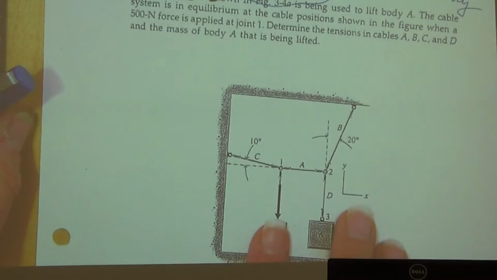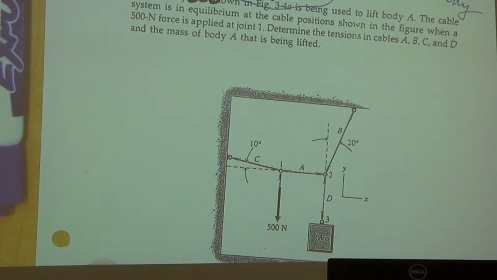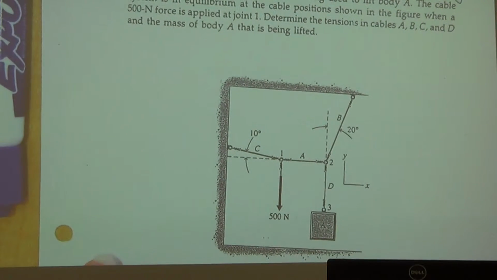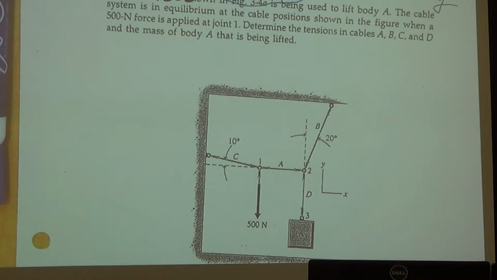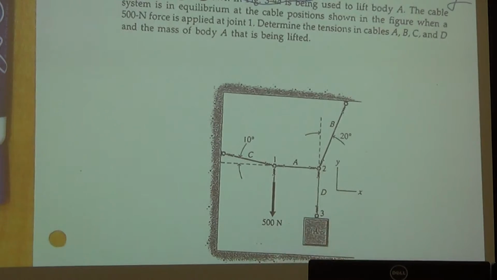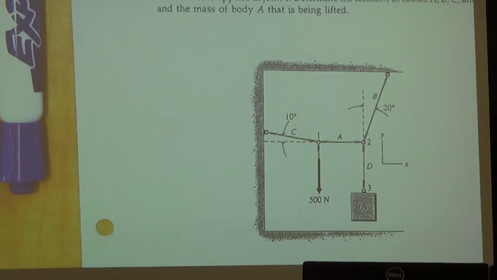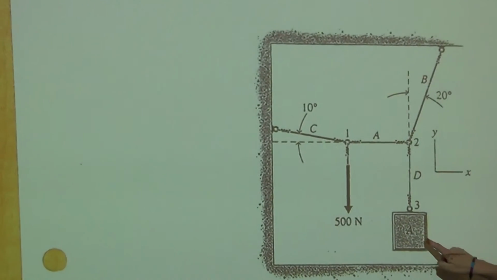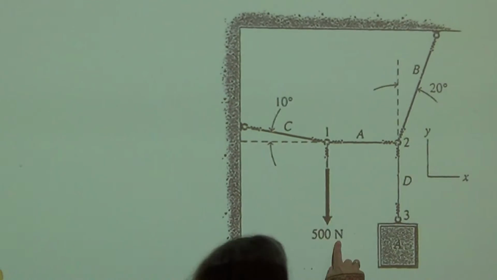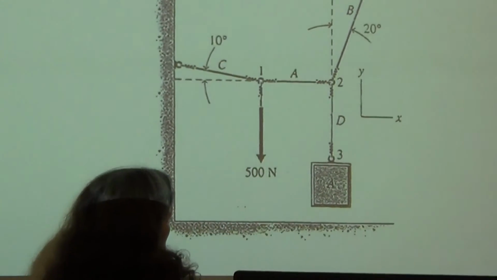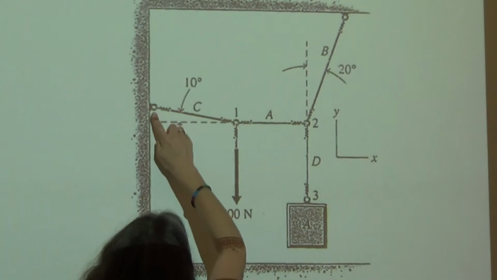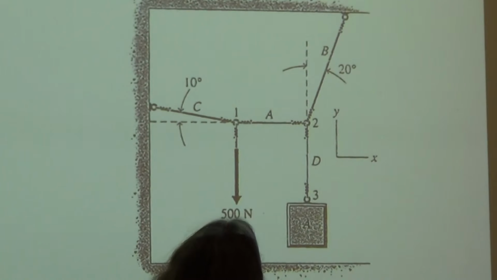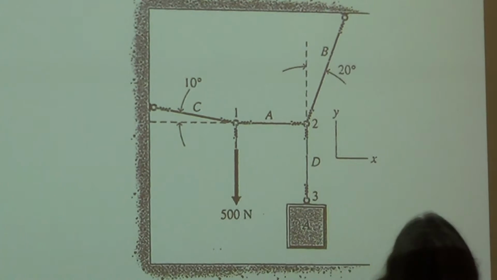Okay, now we're looking at this one. Let's take a look at the picture first. We have a body here, A. We have a 500 Newton force that's being supplied to this cable system. There are links at 1 and 2. There are some angles given.